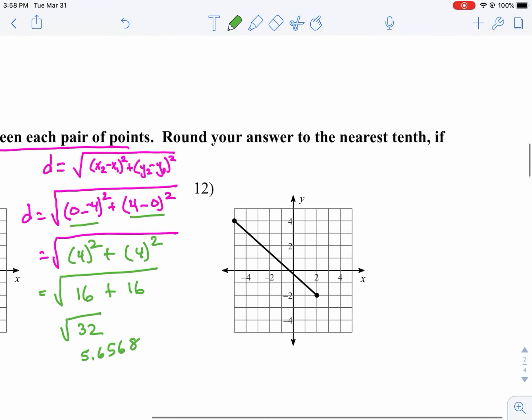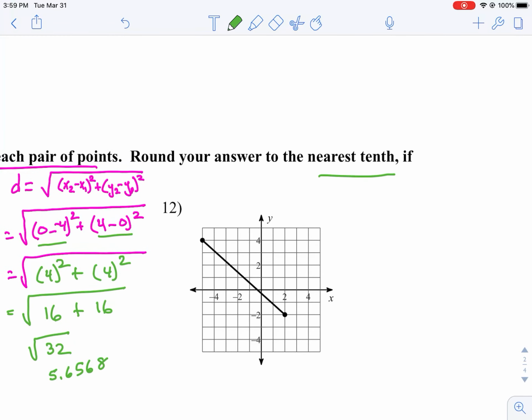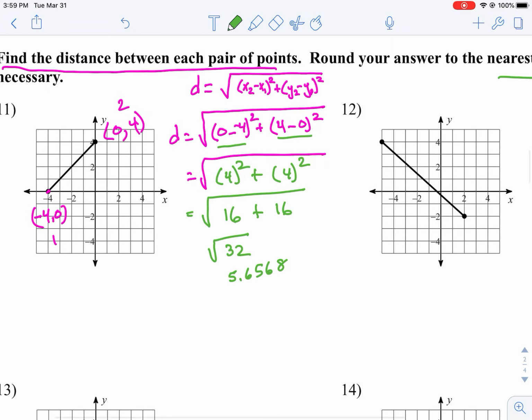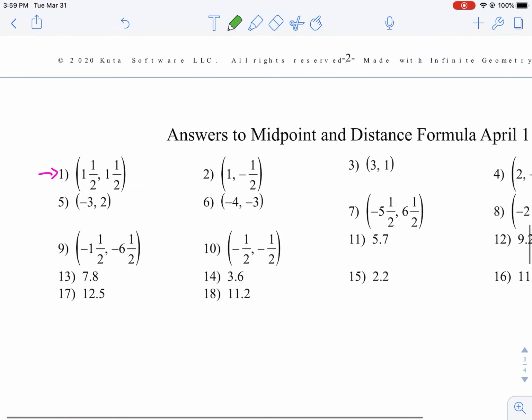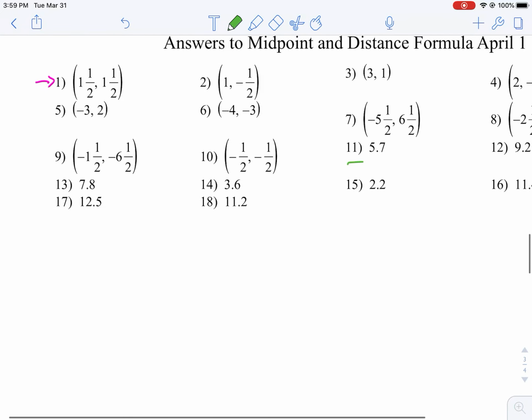This wants us to round to the nearest 10th. So here's the 10th place. Check to the right. Is that 5 or above? The answer is yes. So we add 1 to the 10th place, so this becomes 5.7. And again, this is problem number 11. We can scroll down. Problem number 11, 5.7. We got it right. All right, I hope that helps.